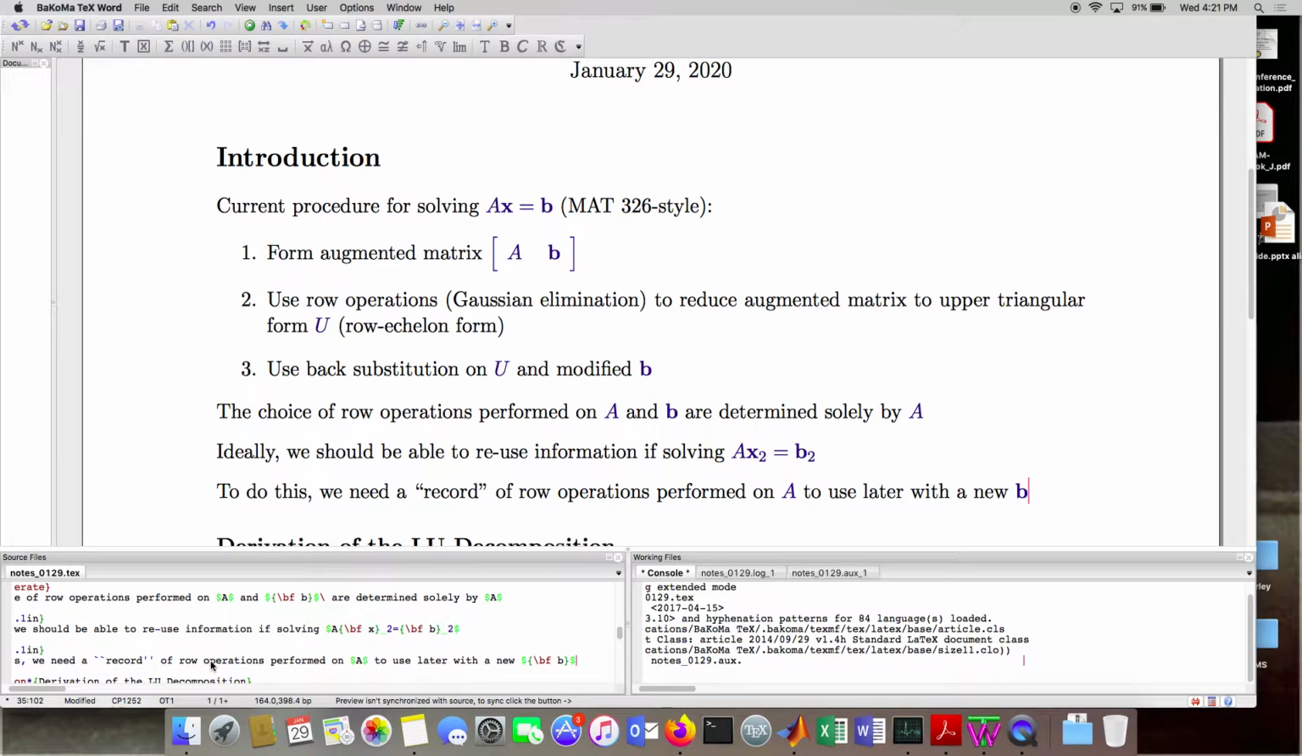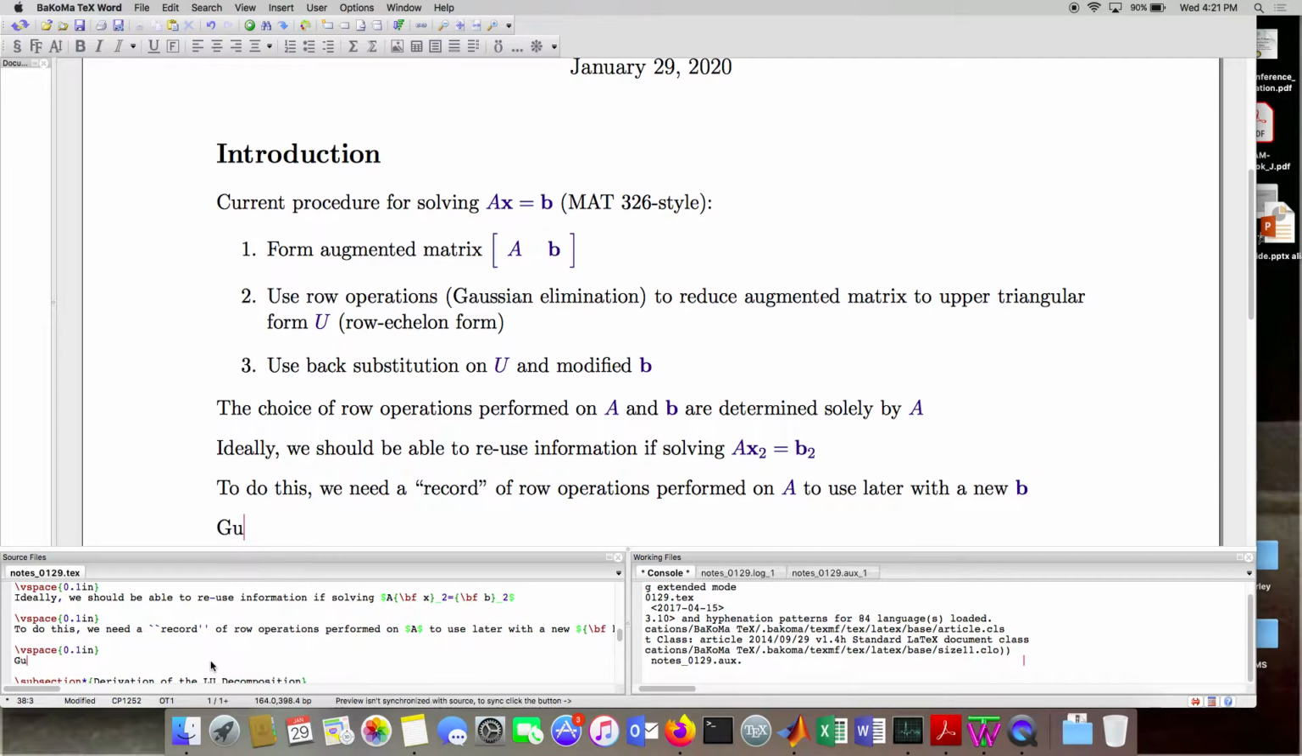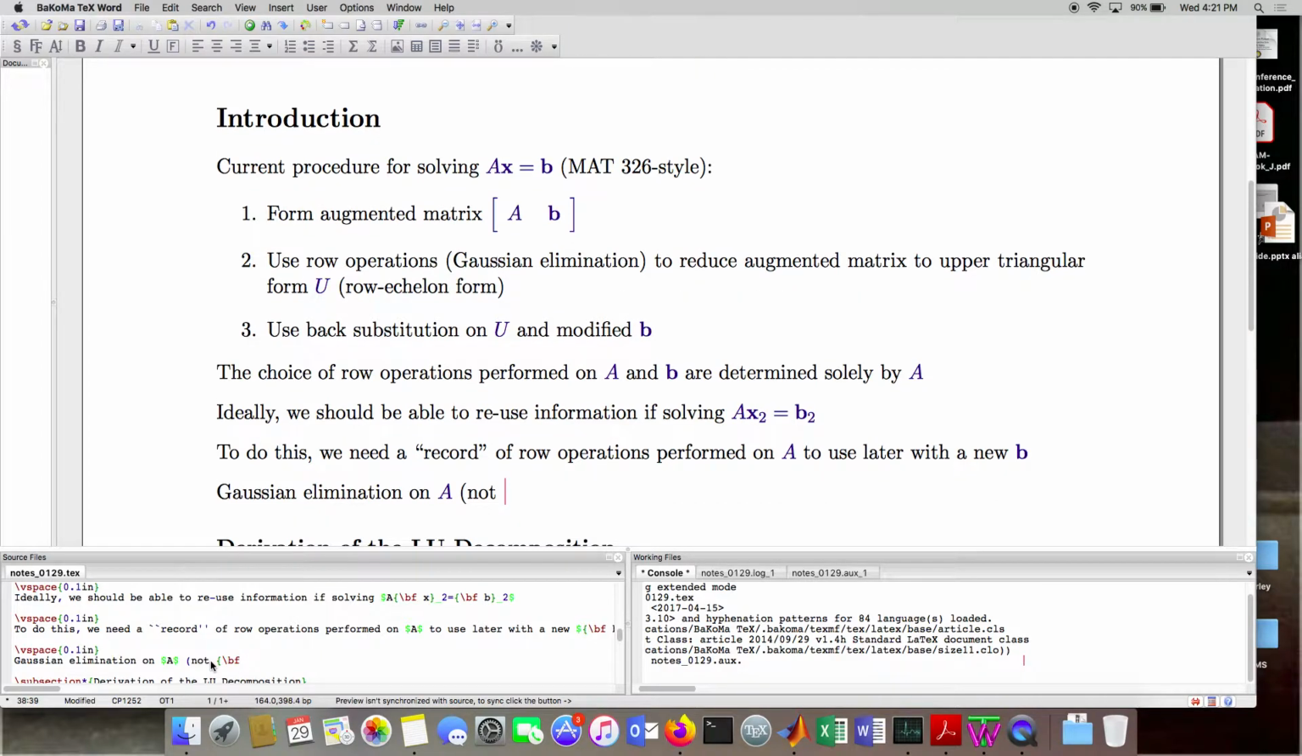So, in other words, if you're solving many systems of linear equations that all have the same matrix, but they have different right-hand sides, you don't want to perform Gaussian elimination all over again. You want to do that once on A. Because keep in mind, Gaussian elimination on A, and so in other words, I'm specifically excluding b, is by far the most expensive part.